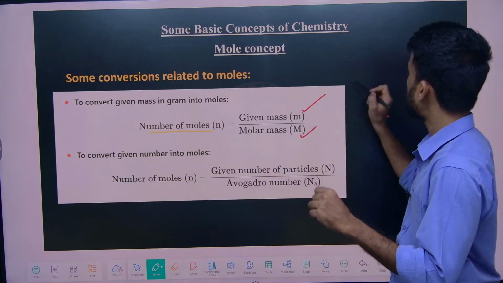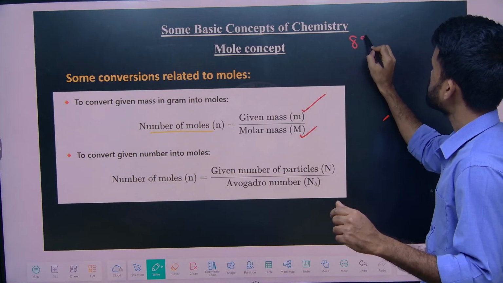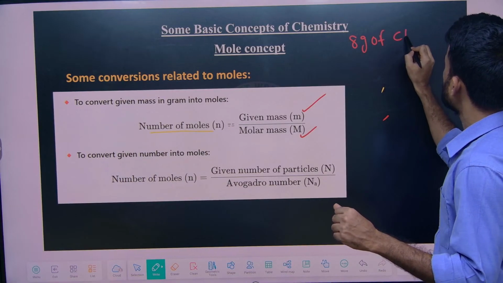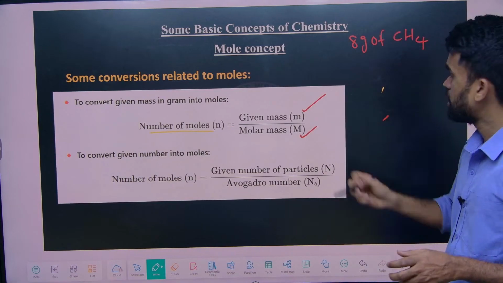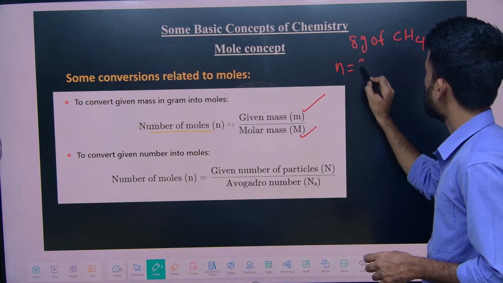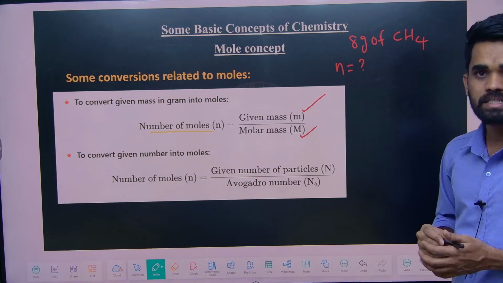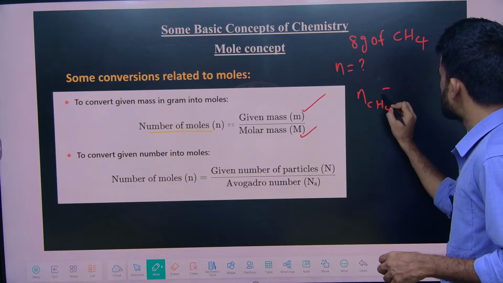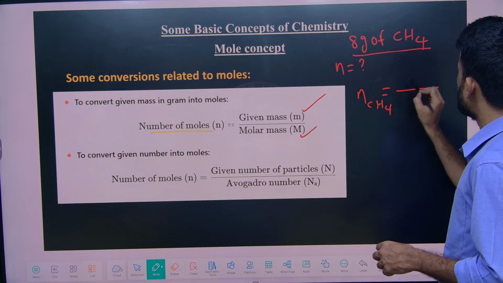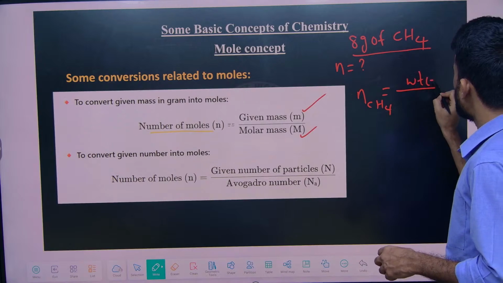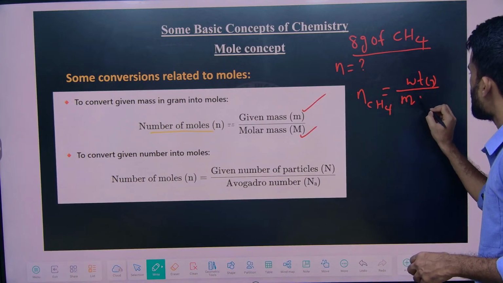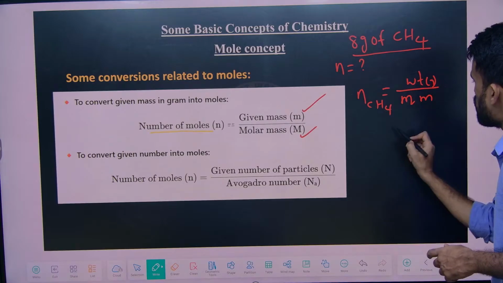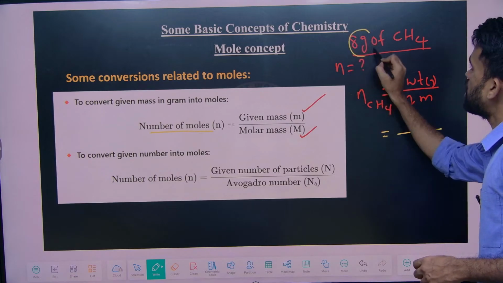For example, I am giving you 8 grams of methane. Calculate the number of moles, I am asking. How many moles will it be? If I ask like this, what do you need to do? Number of moles of methane is equal to given weight of methane divided by the molar mass of methane. How many grams are given? 8 grams of methane is given.